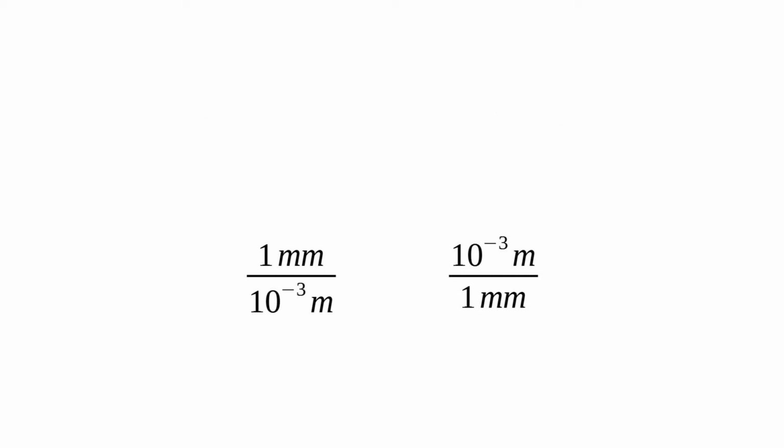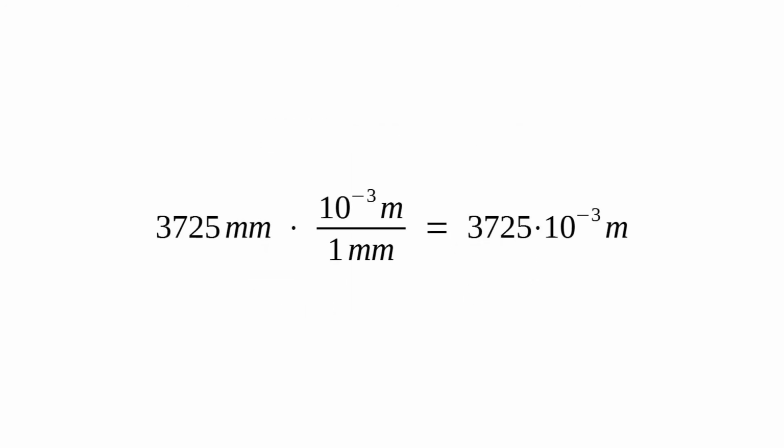Looking at our original problem, we can see that if we use the second of these, then in our equation we would be able to cancel out the millimeter units. And so we are left with only the unit of meters in the numerator, and we just have to finish up with the math. 3,725 times 10 to the minus 3. And our answer is 3.725 meters.